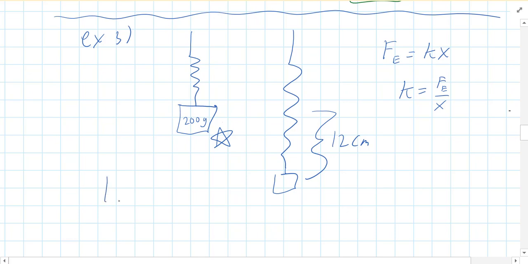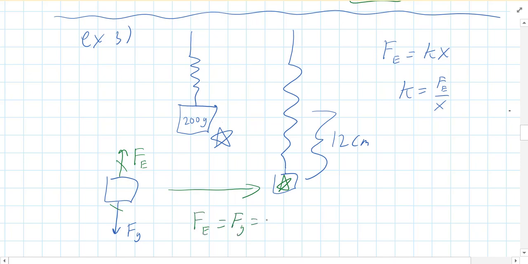Well, if I draw an FBD here, the force of gravity is pulling down on the block. When the block gets to this position, it stops moving. That means whatever the upward force is has got to equal the force of gravity, and that's your spring, which is your elastic force. So when the block gets to this position, these two forces are equal. So we can figure out what Fe has to be. Fe is going to equal force of gravity, which is going to be mg.